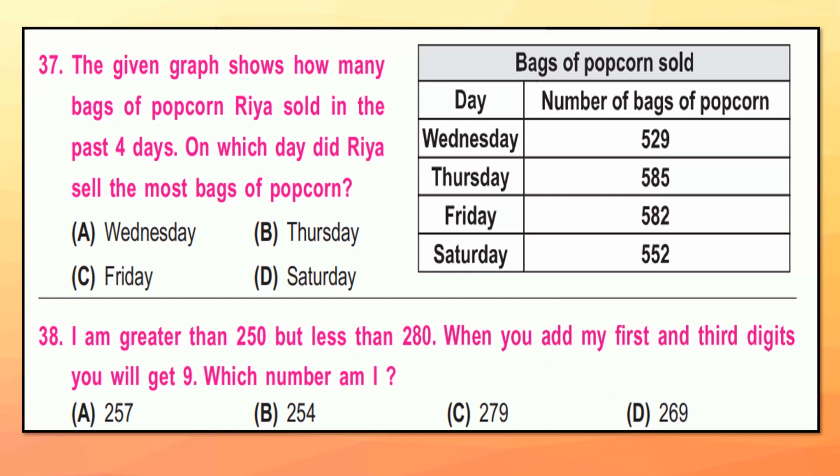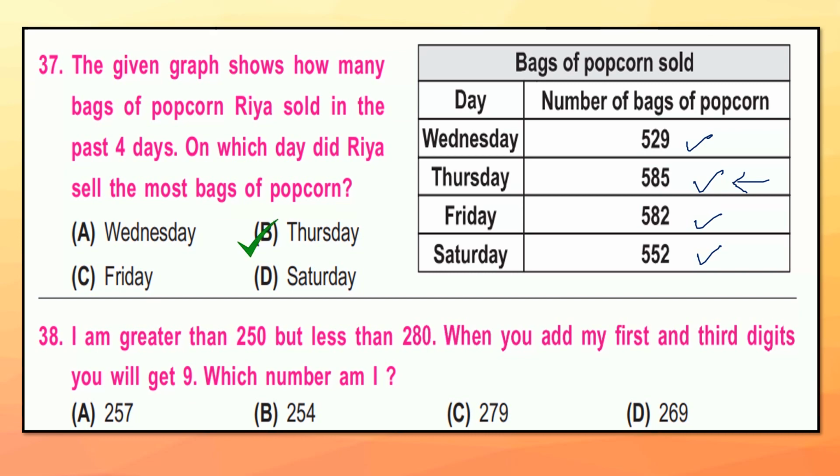Question number 37. The given graph shows how many bags of popcorn Ria sold in the past 4 days. On which day did Ria sell the most bags of popcorn? Option A, Wednesday. Option B, Thursday. Option C, Friday. Option D, Saturday. And what does this graph show? Bags of popcorn sold. Day, Wednesday, Thursday, Friday and Saturday. On Wednesday, the number of bags of popcorn sold is 529. On Thursday, 585. On Friday, 582. And Saturday, 552. On which day did she sell the most? So the biggest number among these is 585. So on this particular day, she sold the most bags of popcorn. So therefore, the correct answer is option B, Thursday.